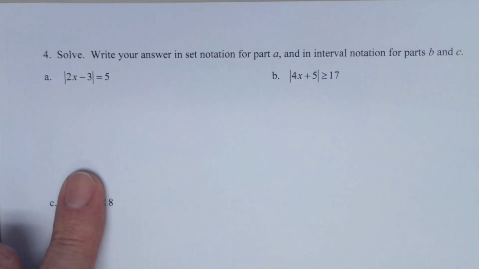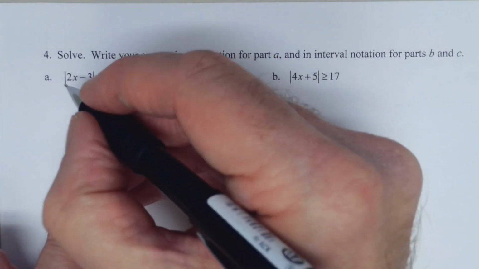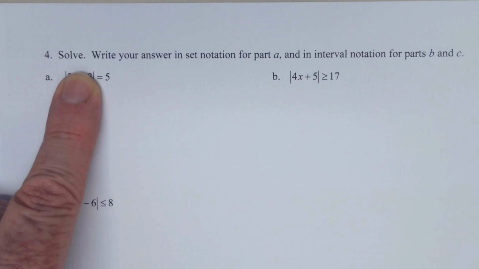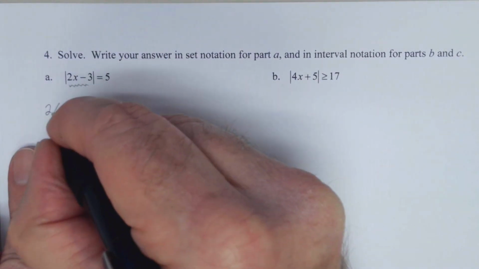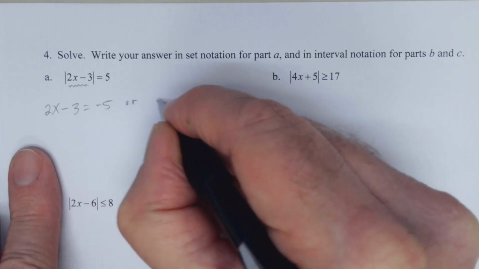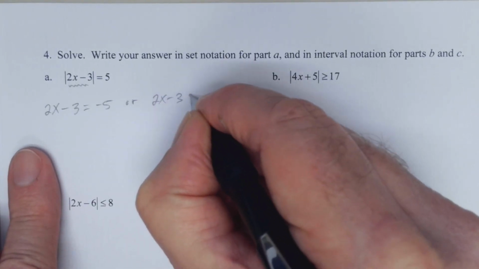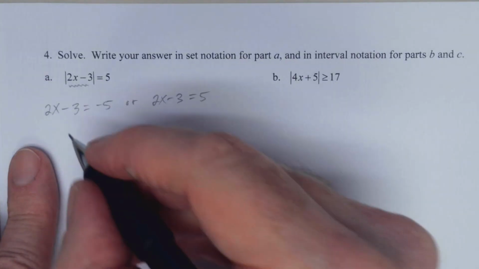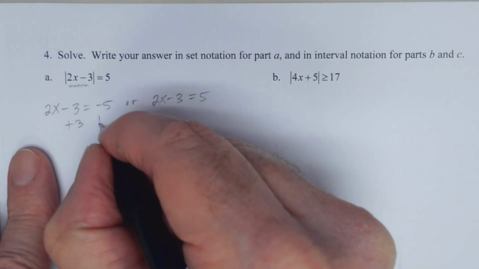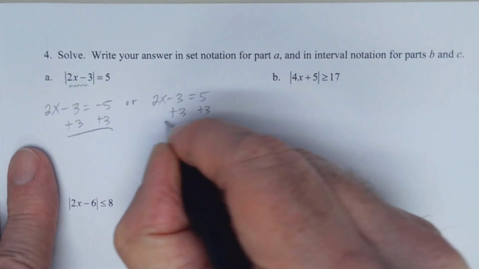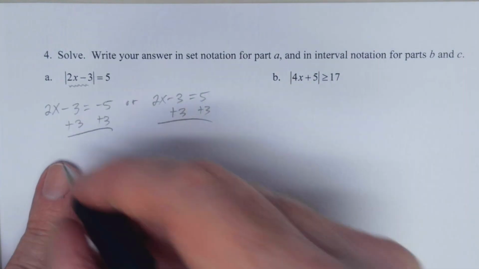So first, this is the first case we talked about. Whatever's in here has to either be 5 or -5. So we have two cases, 2x minus 3 equals -5, or 2x minus 3 equals +5. So we're going to get two answers. I'm going to add 3 to both sides. I'm going to do it here too. I might as well. It's almost the same equation.